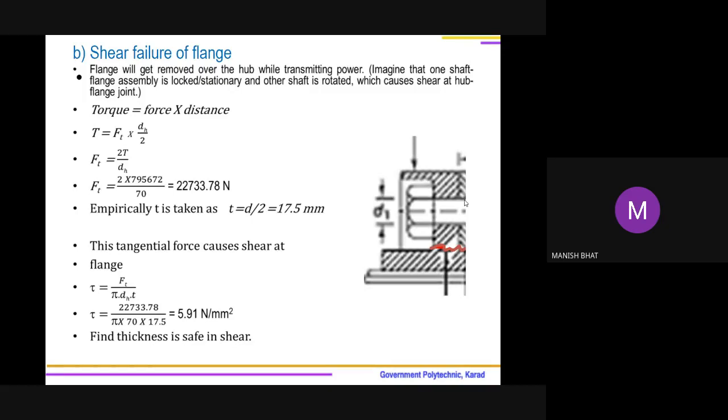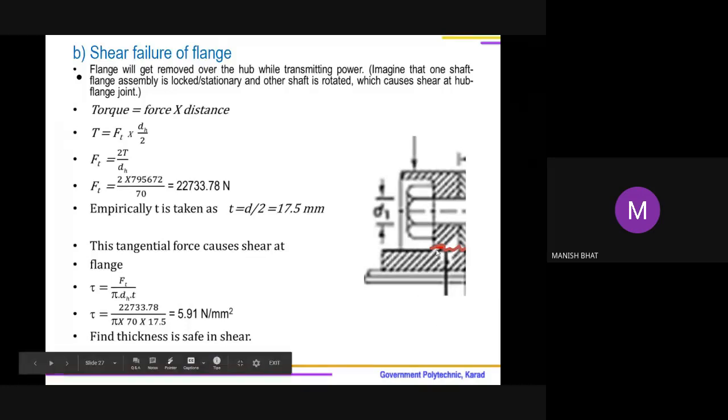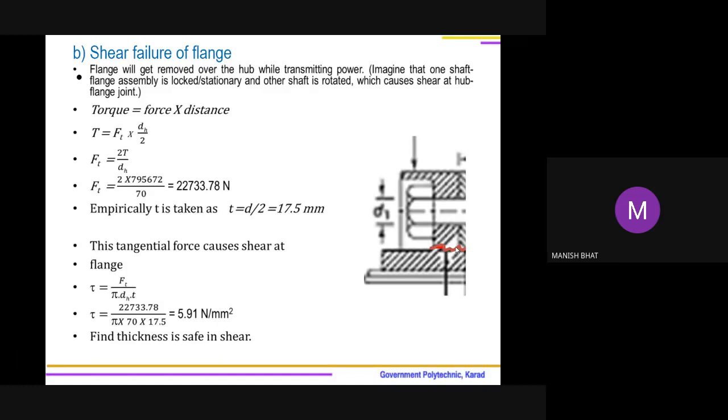You know that when the flange is unable to rotate and the hub is rotating with the shaft, the hub will be separated from the flange. And what is the area resisting? This is the cylindrical surface area, so it is pi multiplied by diameter. The diameter is DH. So pi DH multiplied by the thickness T. This area is going to resist the transverse shear.